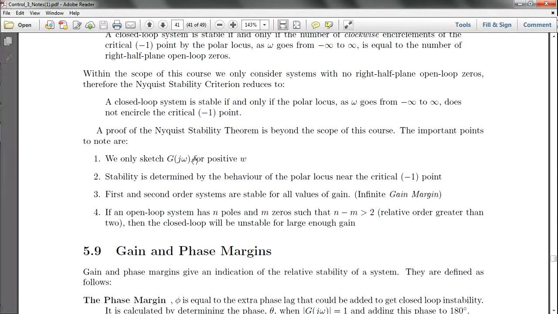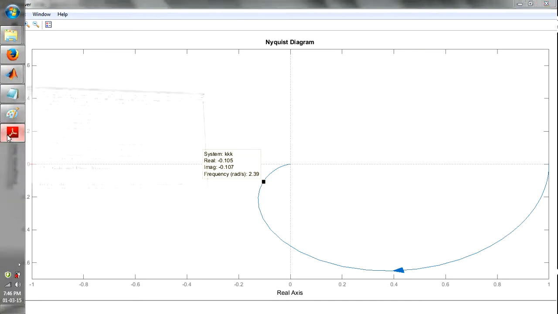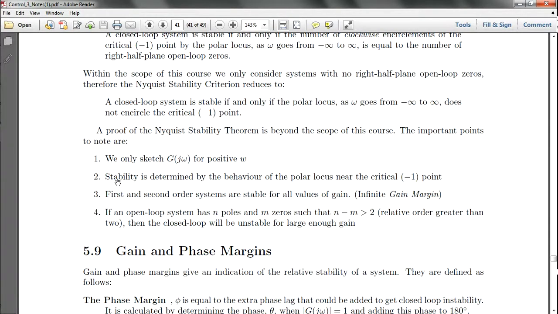And therefore this is what I say. We only sketch the positive, because we know that the negative part is a reflection of the positive. So you relax, okay? And then the stability is determined by the behavior of the polar locus near the negative 1 point.